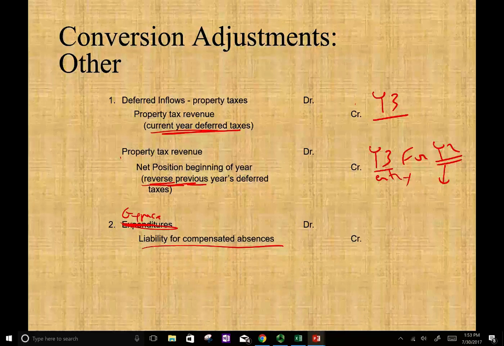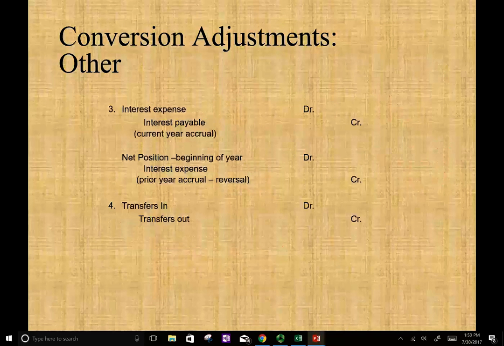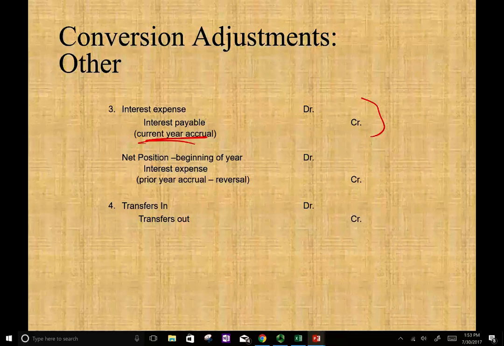Now, the same concept applies for expenses. Any expense we book this year, we have to reverse the related expense the prior year, to be more specific. So notice here, for example, we debited interest expense and credited interest payable to accrue the current year. At the same time, we have to debit net position beginning of the year and credit interest expense. This is for the prior year accrual, because the prior year, we recorded the expense.